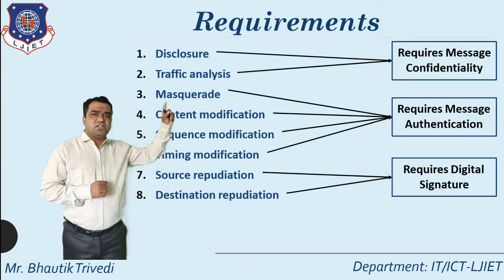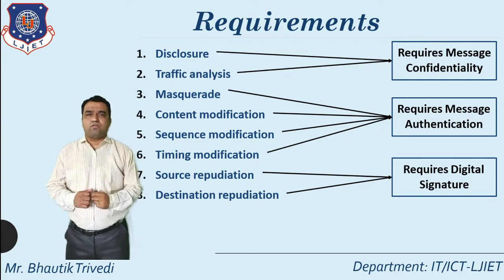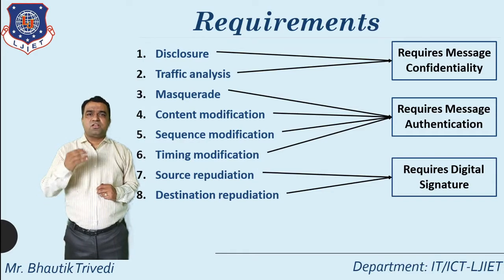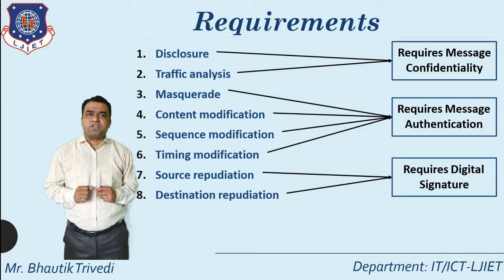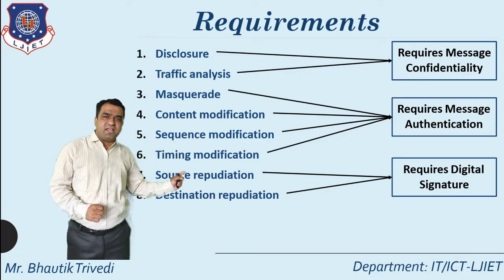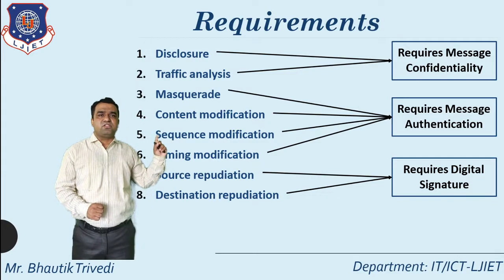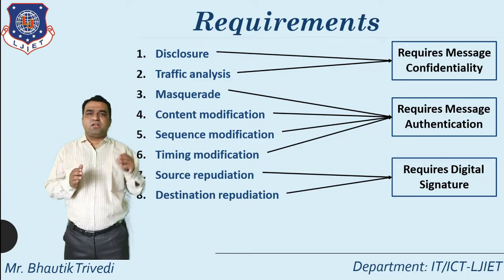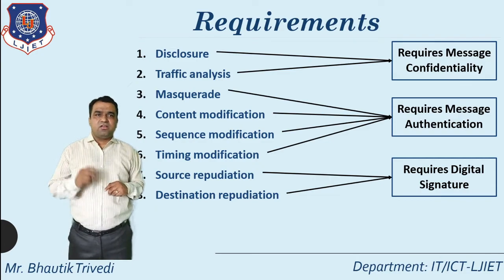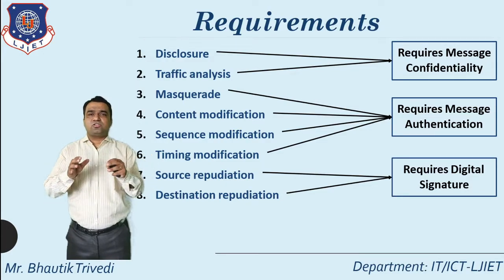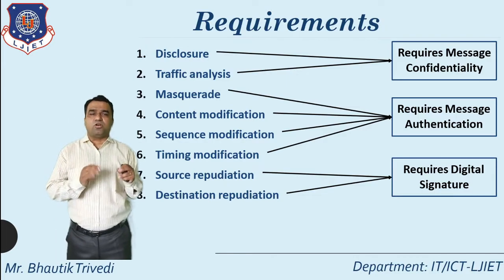So here you just see disclosure and traffic analysis, that is the part of message confidentiality. Masquerade, content modification, sequence modification and timing modification, that is the part of message authentication. And source repudiation and destination repudiation, that is the part of digital signature. So these 8 requirements are divided into 3 categories. One category is confidentiality. Second category is authentication. Third category is digital signature. So that's all about the requirements of message authentication.